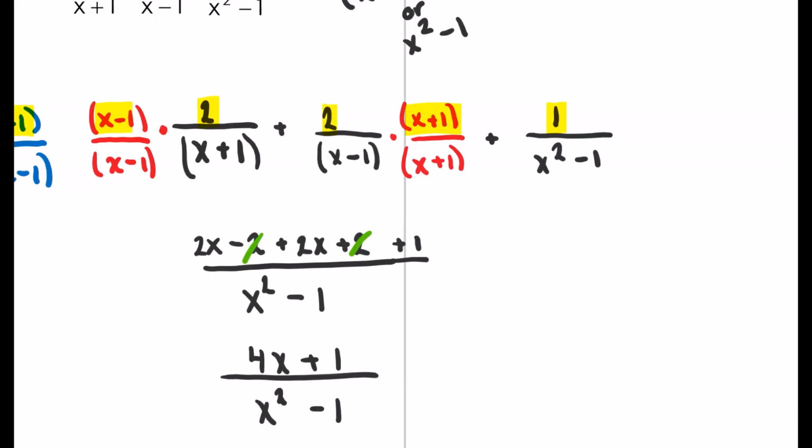And again, you don't need to say that there's any exclusions here, because it's obvious that the x values could not be negative and positive 1. Those are not in the domain.